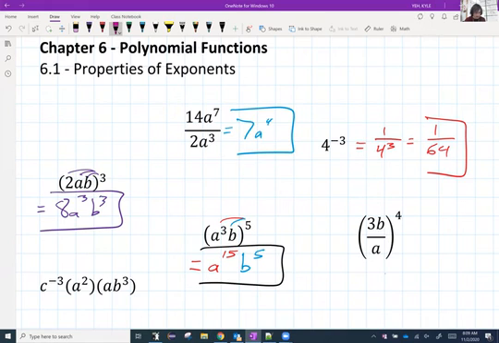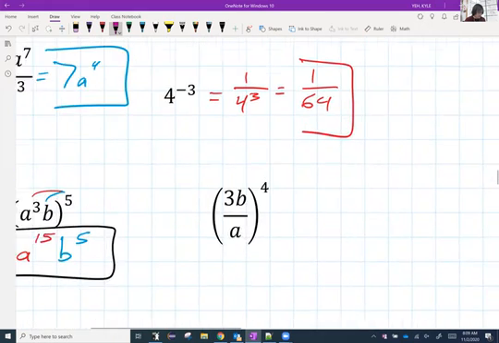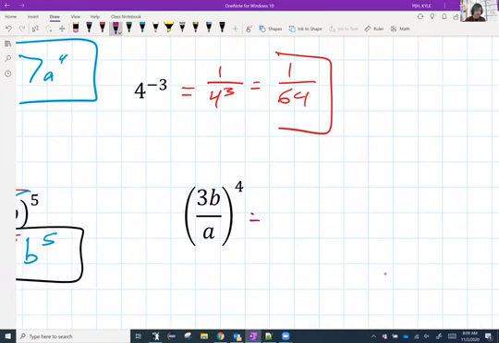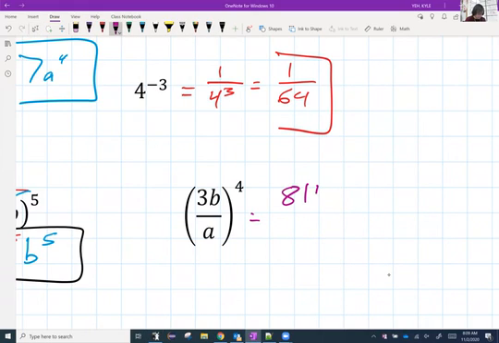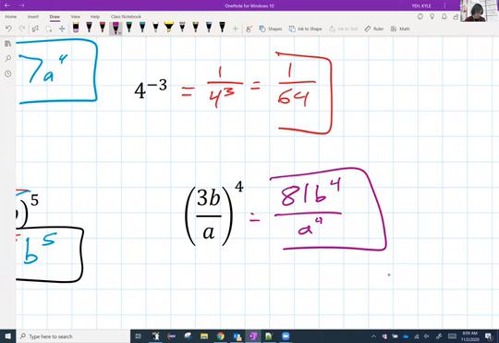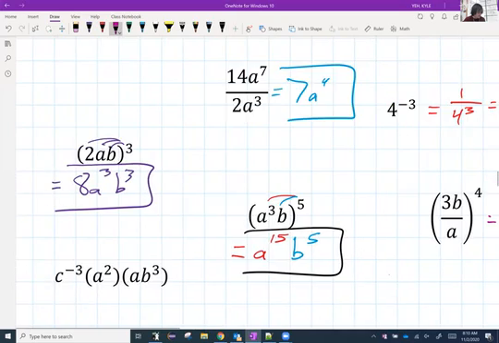I'm going to go to the bottom right now. 3b over a, all to the 4th power. Well, let's just apply that power to top and bottom. What is 3 to the 4th? 81. B to the 4th over a to the 4th. And that one's simplified.